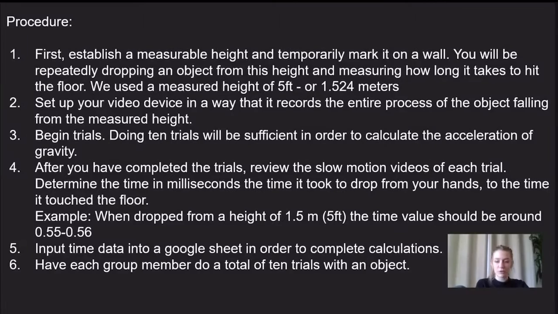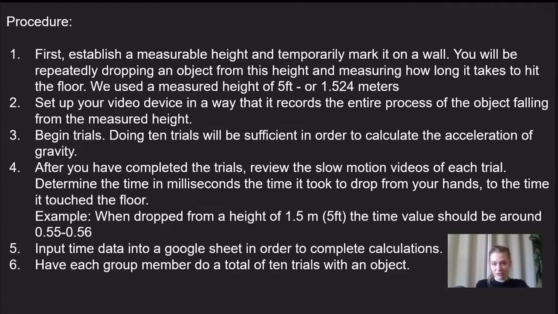For our procedure, you're first going to want to establish a measurable height and temporarily mark this on your wall. You'll be repeatedly dropping an object from this height and measuring how long it takes to hit the floor. We used a measured height of 5 feet or 1.524 meters. You're then going to want to set up your video device in a way that it records the entire process of the object falling from the measured height. It is important to have both the drop and the moment it hits the floor, so everything needs to be within the frame.